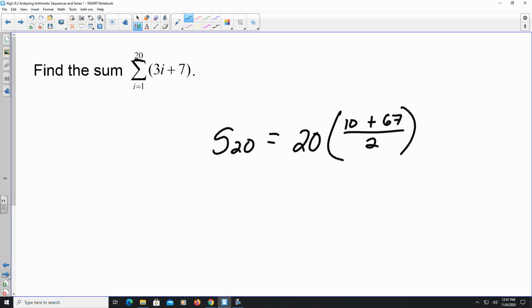So do all the math here. 10 plus 67 is what, 77? 77 divided by 2, and then multiply it by 20. You're going to get a sum of 770 as our series sum.